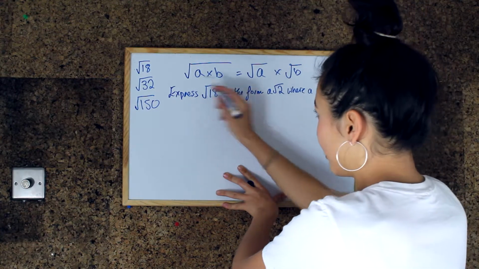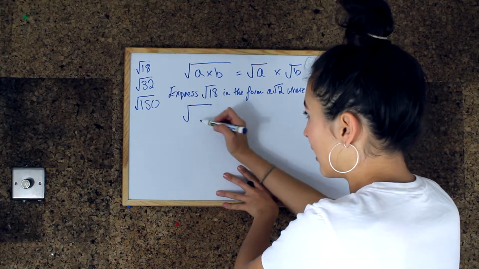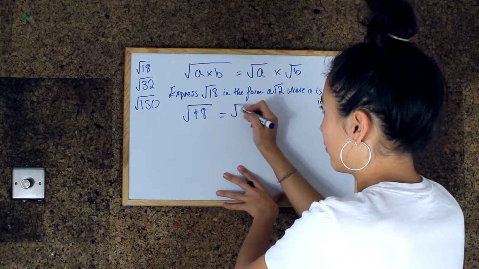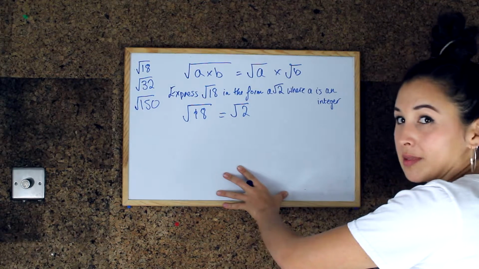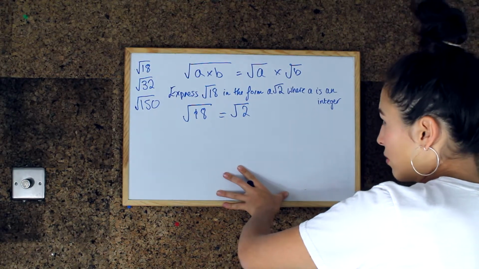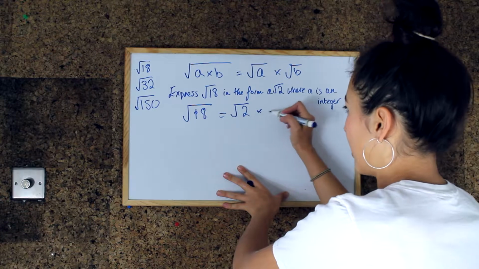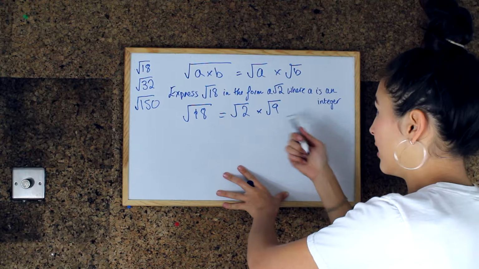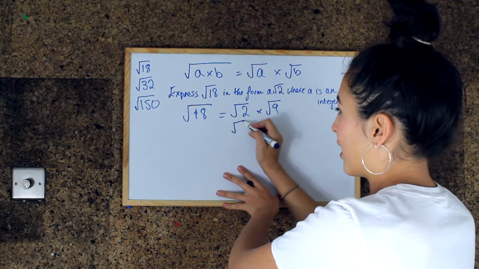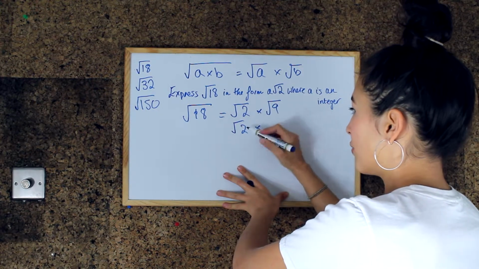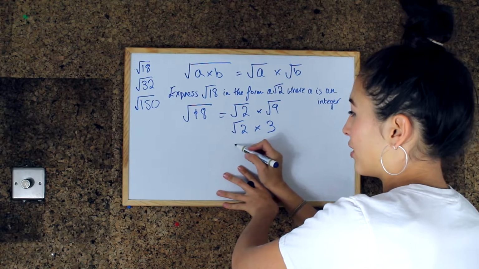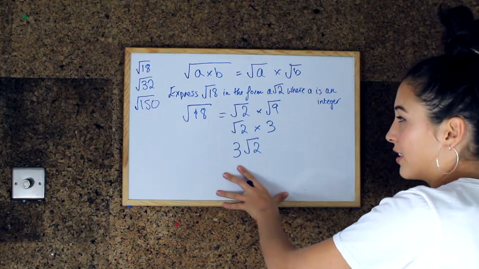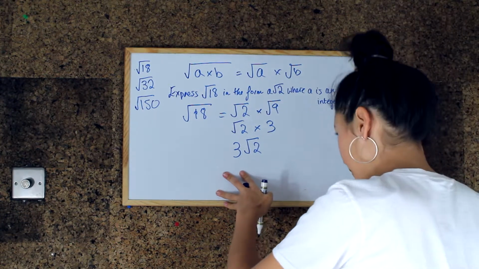So if we were to do this, like so, we have 18 under the root. We know one of them needs to be root 2, so 2 times something is 18, we know that's 9. As 9 is a square number, we can root it to make an integer, so we can rewrite this as root 2 times 3, and the convention is to put the whole number in front and then put the root after. So that's your first one solved.